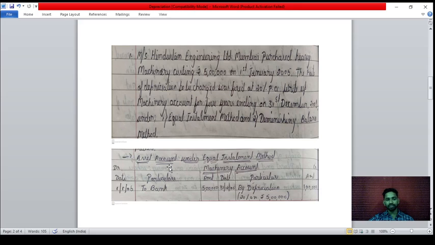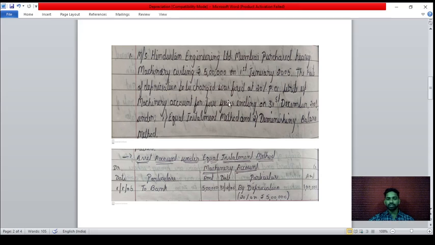Now in the same problem we will take: Hindustan Engineering Limited, Mumbai purchased heavy machinery costing rupees 5 lakh on 1st January 2005. The rate of depreciation to be charged was fixed at 20% per annum. Write up the machinery account for 4 years ending on 31st December 2009. The machinery is purchased in 2005 and up to 2009 we have to calculate the depreciation every year. In this session we will use the diminishing balance method, that is, the reducing balance method.